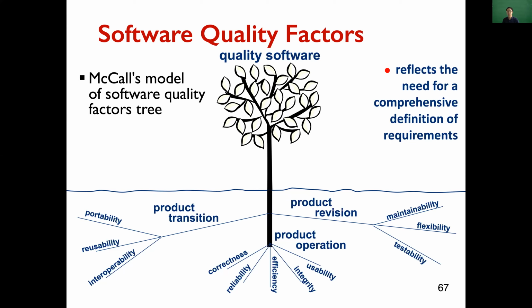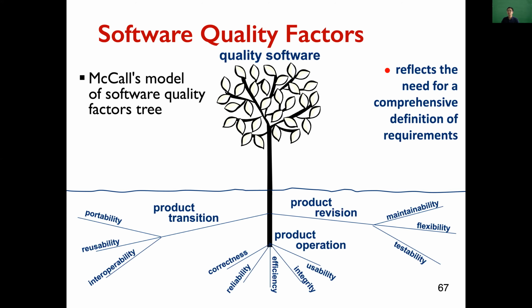The second dimension is about product revision. It is the ability of the software to adapt to the changes, the ability of the software to be changed. The third dimension is product transition. It's about adaptability of the software to a new environment. For example, to adapt to the new Java libraries, to new computer hardware, or to phones from laptops. Okay, let's look at each dimension specifically in detail.